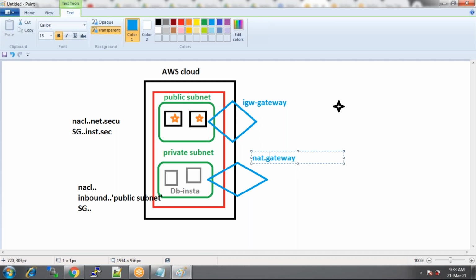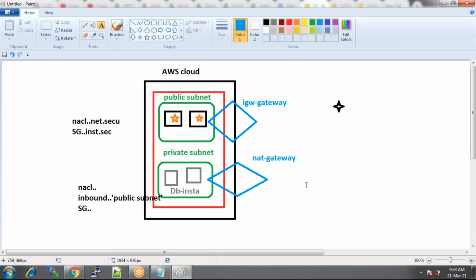So what is the purpose of NAT gateways? Let's say I have an example. This is my instance. Now, this instance wants to have internet access. So what is the purpose?